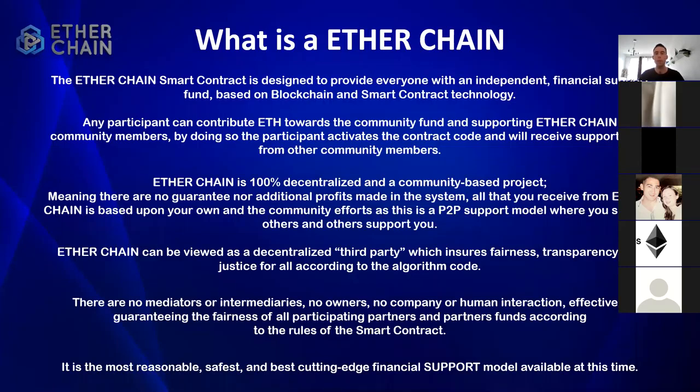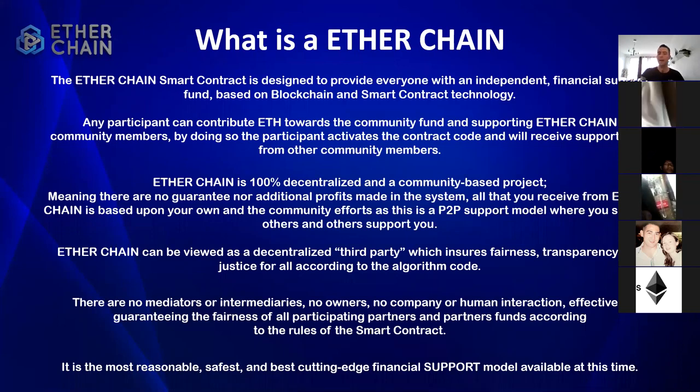EtherChain can actually be viewed as a decentralized third party, which ensures fairness, transparency, and justice for all according to the algorithm code. There are no mediators or intermediaries. There are no owners. There's no CEO. There's no company. There's no human interaction, which is effectively guaranteeing the fairness of all participating partners and partners' funds according to the rules of the smart contract. It is by far the most reasonable, safest, and best cutting-edge financial support model available at this time.